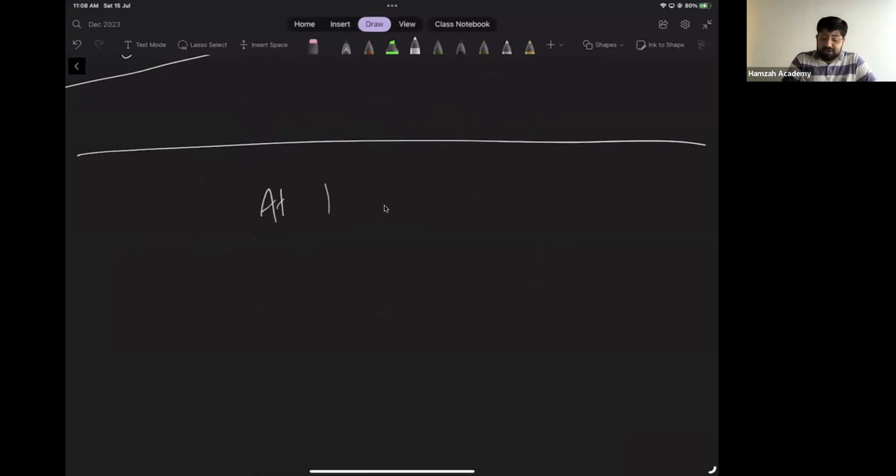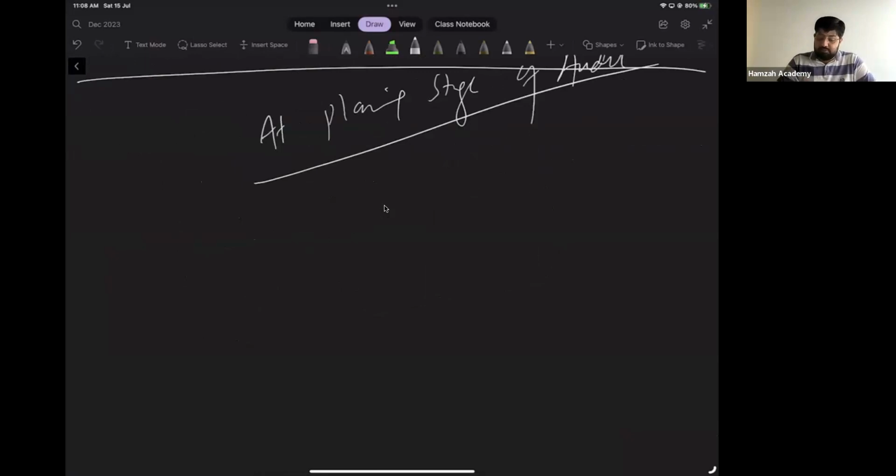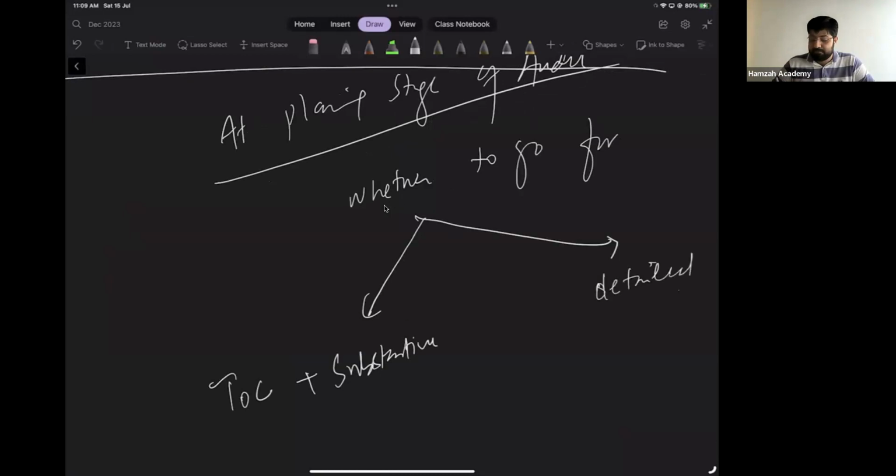Students, at the planning stage of the audit, once again, audit cycle, something additional I'm going to tell you. The auditor has to decide whether to go for test of control plus substantive, or detailed substantive. So these are the 2 approaches for audit: test of control plus substantive, or substantive.